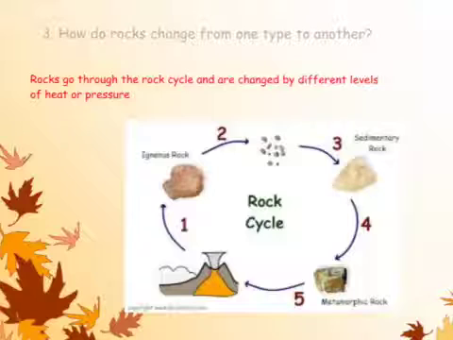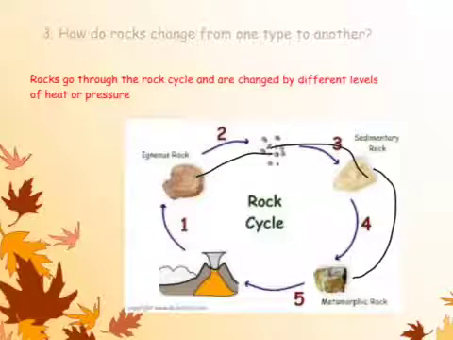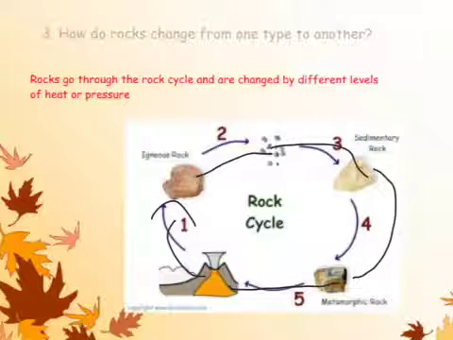How do rocks change from one type to another? Rocks go through the rock cycle and are changed by different levels of heat and pressure. Like we said with the water cycle, there is no beginning or end to this cycle. It is a continuous thing that happens over and over again. Where igneous rock may break apart and become sedimentary rock, and then that'll get pressed down further into the core and it'll get heated up and pressure, and that'll become metamorphic rock, which will eventually melt and turn into magma, which comes out of the volcano and turns into igneous rock. This can start in any place, so we'll discuss the rock cycle in detail in class.